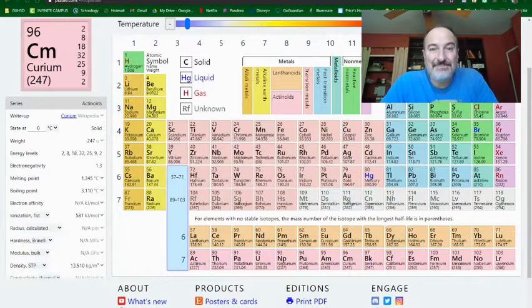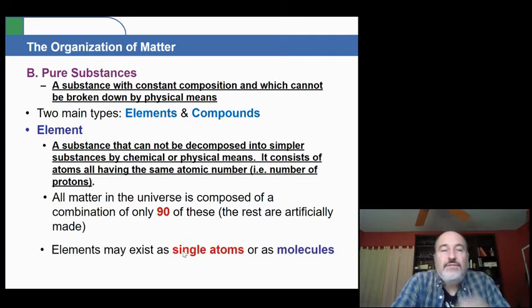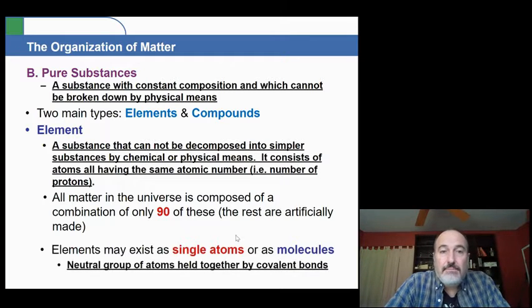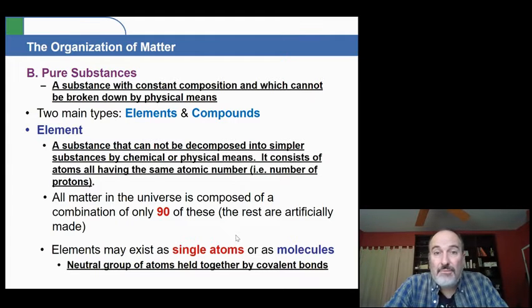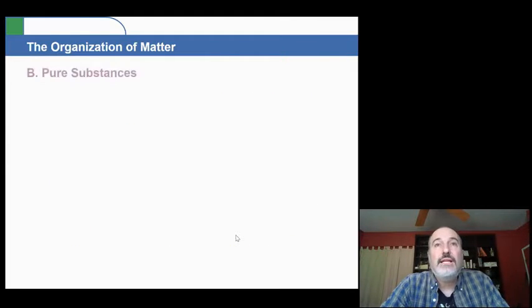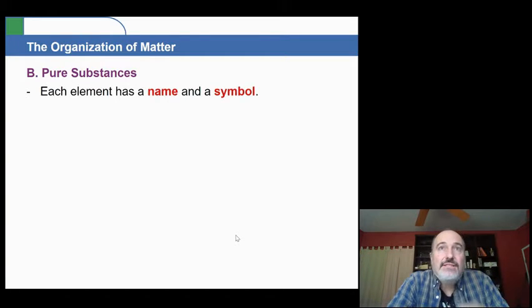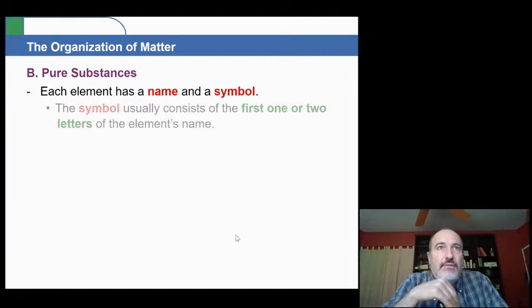All right. Thank you. Now, individual elements can consist of either single atoms, or sometimes you find them as molecules. And a molecule is a neutral group of atoms that are held together by covalent bonds. And we're going to learn more about those in a future unit as well. Now, each element has a specific name and a specific symbol. And we use these names and symbols to differentiate them from each other.